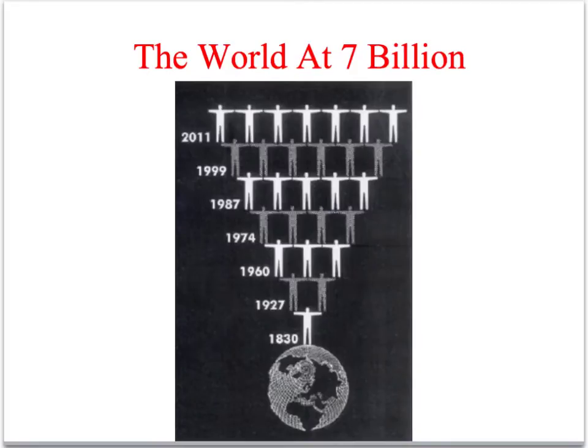And this image is meant to represent the fact that we're in the middle of a population explosion at the moment. So in 1830 you can see here that there were 1 billion people living on the planet, but by 2011 population had increased exponentially to over 7 billion people on the planet.